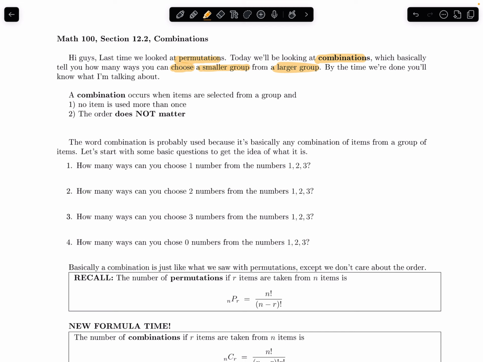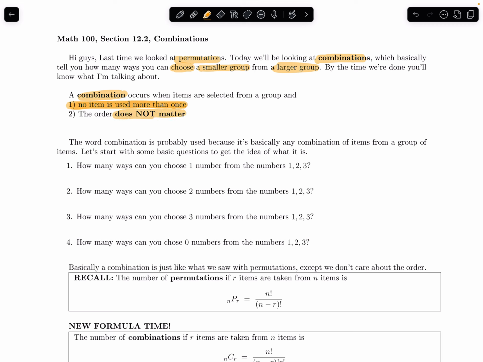So what is a combination? You notice the definition is very similar to permutation. A combination, first of all, shares the same property as a permutation: you don't repeat items. No item is appearing more than once. And then the second part, which is different from permutation, is that order does not matter.